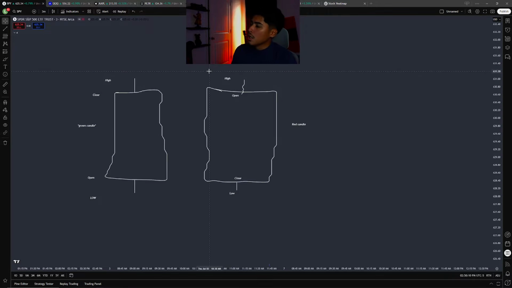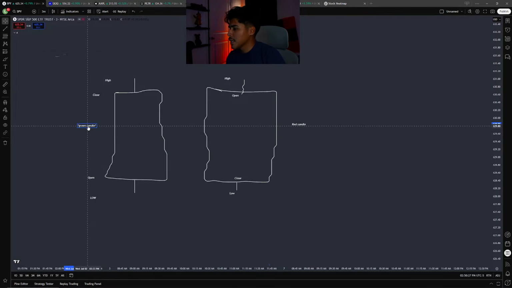But I need to teach you how candles work, right? So we have a green candle and we have a red candle. I know these are not colored. I'm teaching you guys to the best of my ability, but this is really simple information, so it's really not even that serious. I just don't know how to draw.